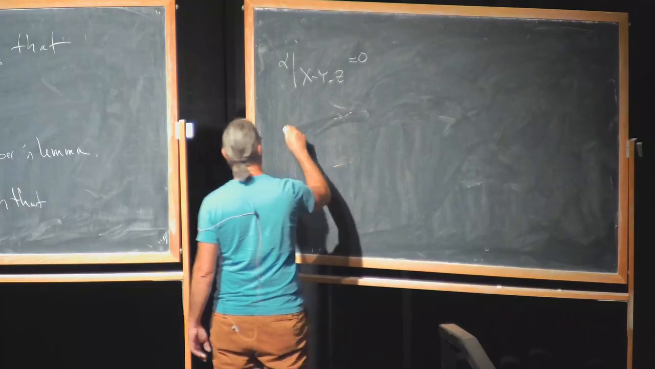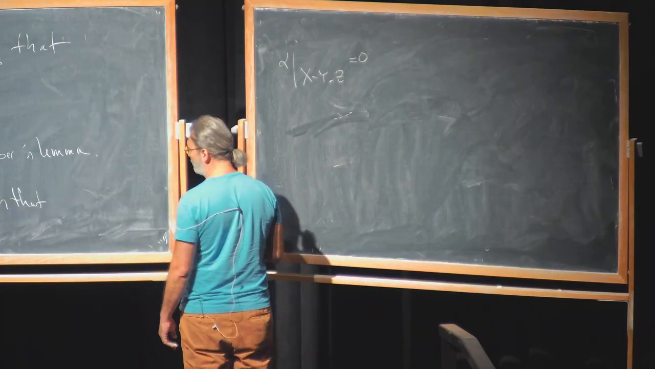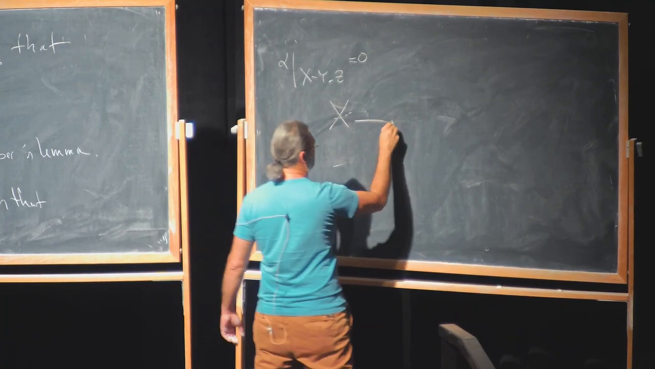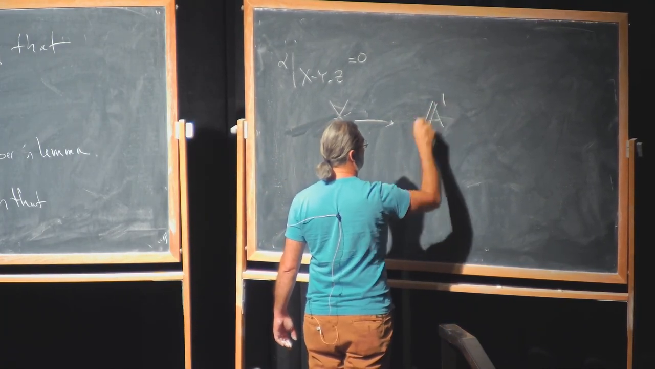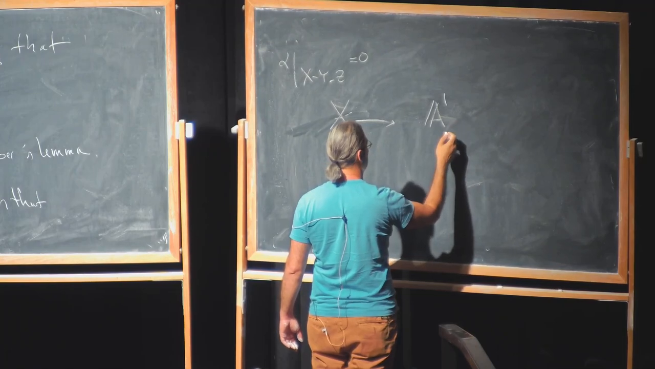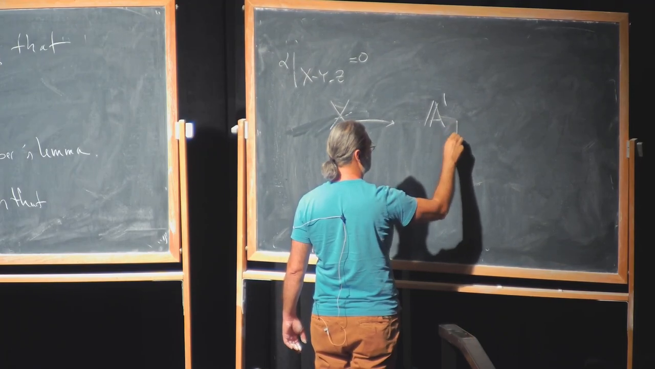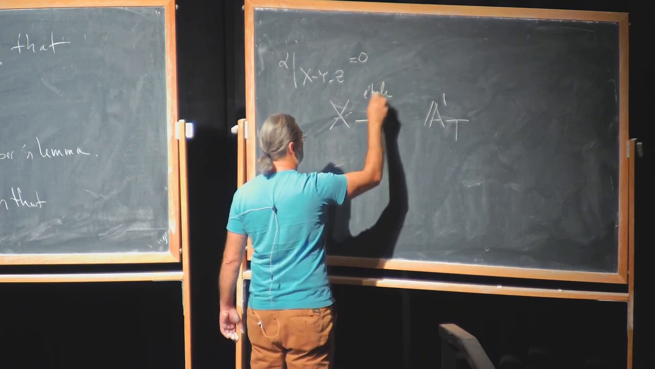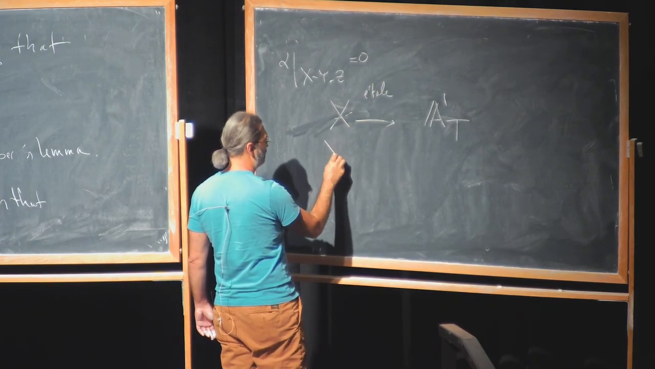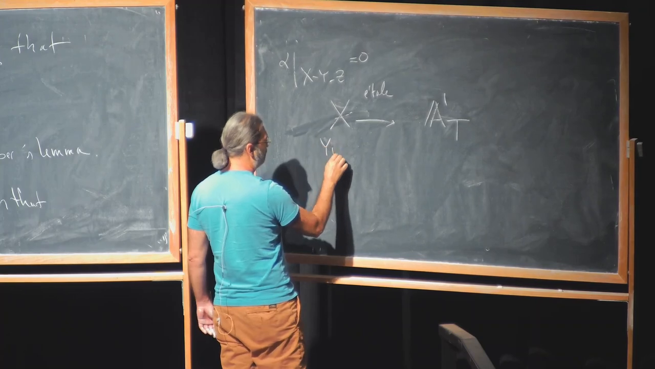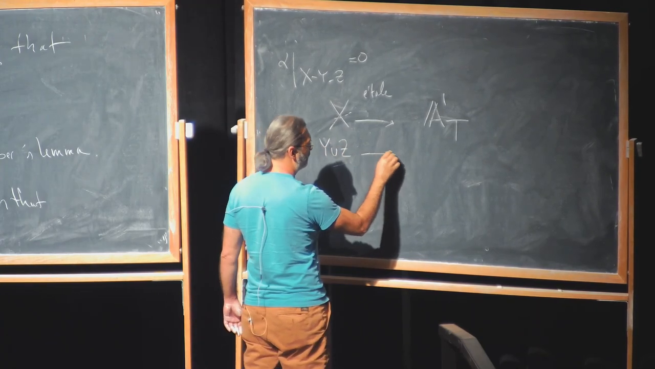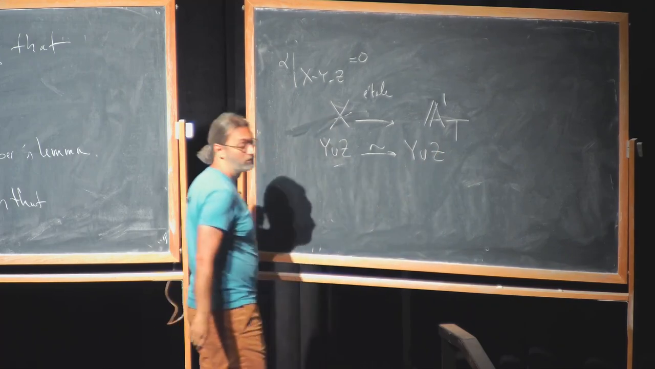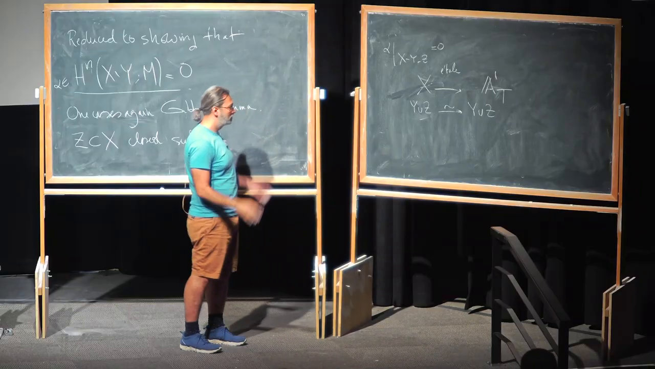And then by a version of Gabber's lemma, we can find some map from x to A1, maybe t, which is étale, and which maps y union z isomorphically to y union z. Okay, that's basically Gabber's lemma.